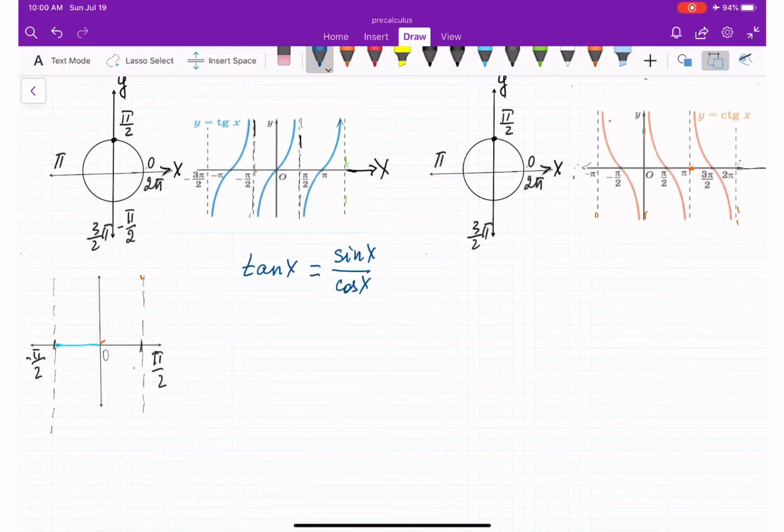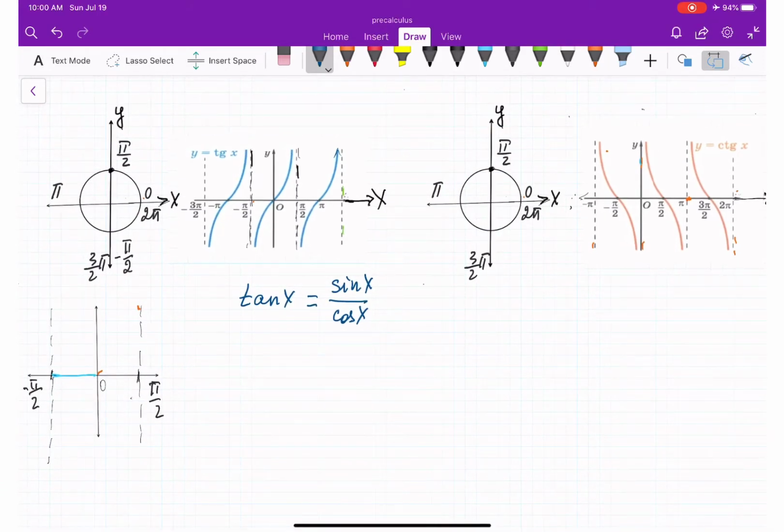In my last video, I talked about sine x, cosine x, their properties, and how to graph them. Now I'm going to do the same thing for tangent x and cotangent x. So first of all, we know that tangent x is equal to sine x over cosine x.